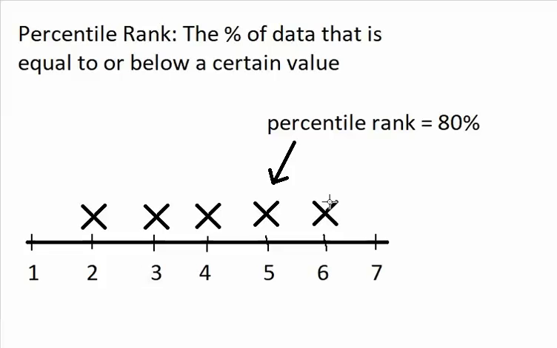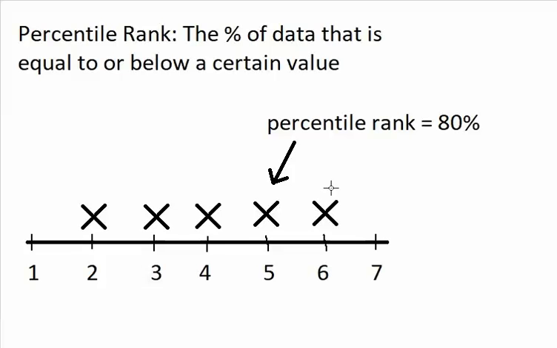And you can see right here that the percentile rank of 6 would be 100 because 100% of the data is 6 or lower. If nothing is above 6, then 100% is 6 or lower, and the percentile rank of 6 in this case is 100. So that's what I mean. The percentile rank tells you the position of a value within a set of data.